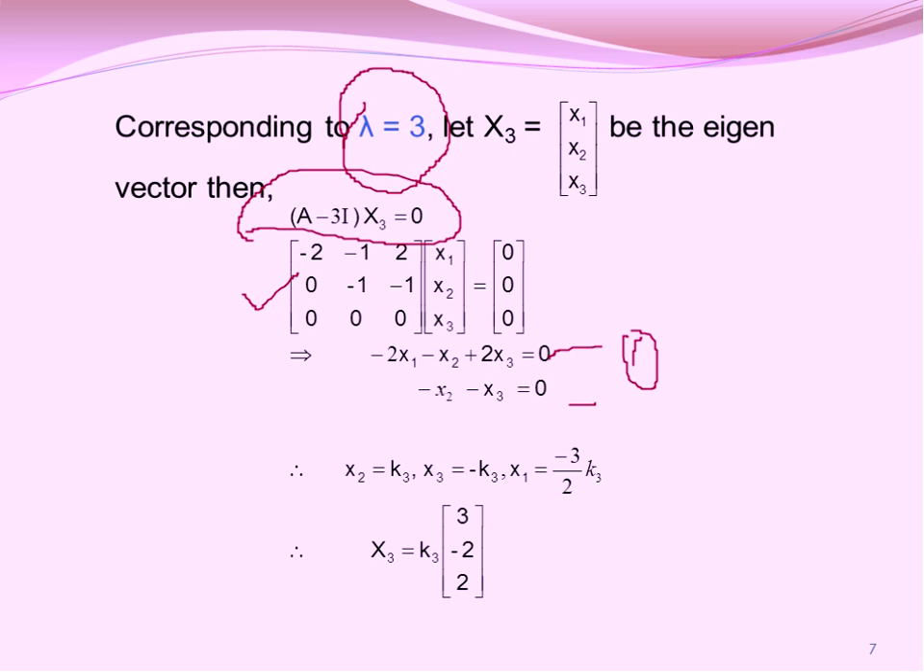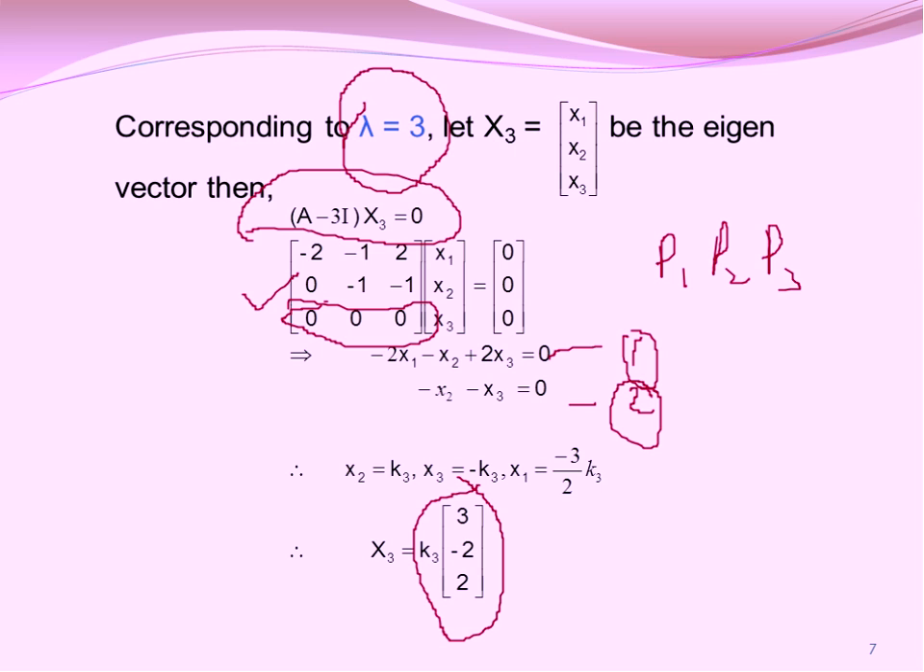Here we obtain only two equations because two equations are the same. As we observe, the third row is all 0. That is why we obtain only two equations, equation number 1 and equation number 2. Corresponding to these two equations, we obtain the eigenvector. This is the eigenvector (3, -2, -2).